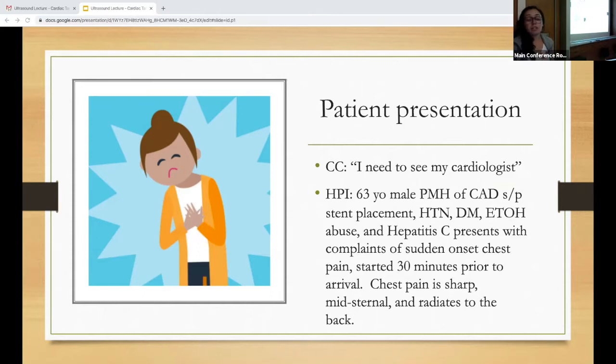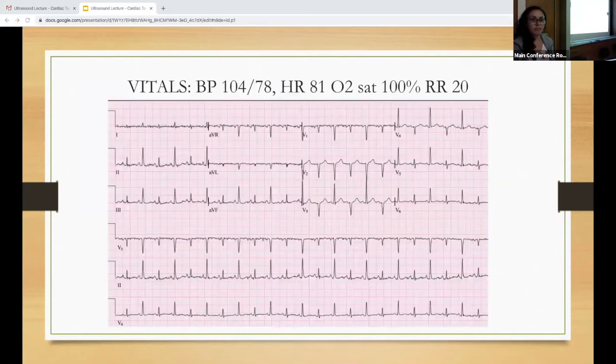He describes the chest pain as sharp, mid-sternal, non-exertional, and radiating to the back. And he says that it's not associated with any kind of shortness of breath. On exam, his vital signs are significant for a blood pressure of 104/78, a heart rate of 81, an oxygen saturation of 100, and a respiratory rate of 20. Otherwise, his cardiac and respiratory exams are pretty benign, with normal heart and lung sounds.